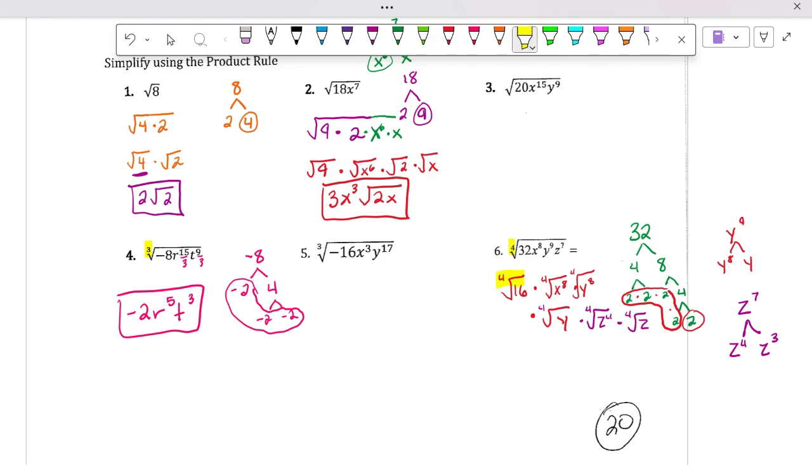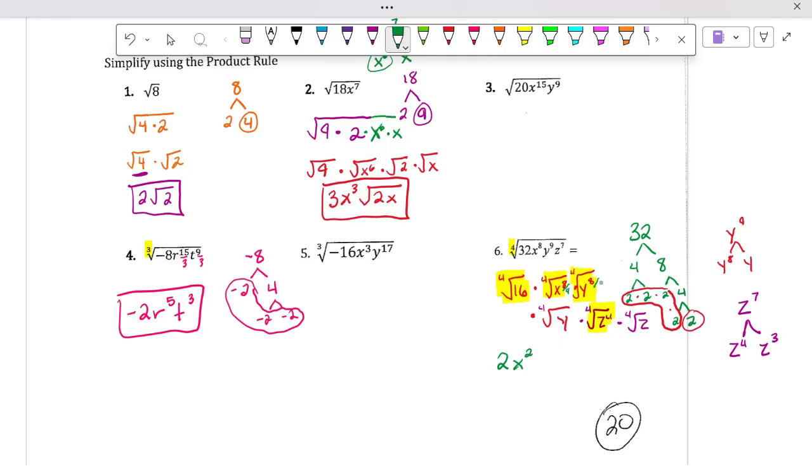So all of our perfect fourths we're actually going to evaluate, so I'm going to highlight those. And then whatever's left over, that's what's going to remain under our radical. So 4th root of 16 is 2. 4th root of x to the 8, you just divide it by 4. So that would be x squared.